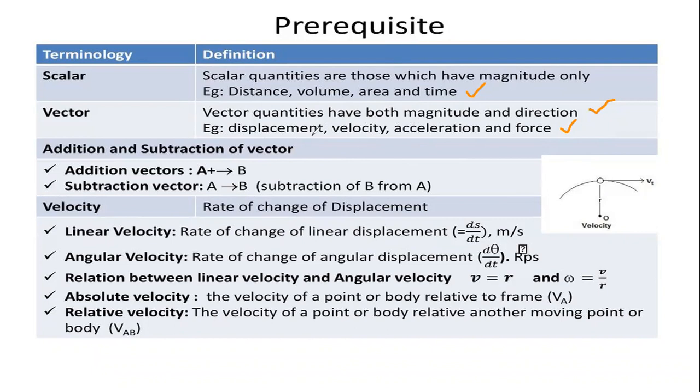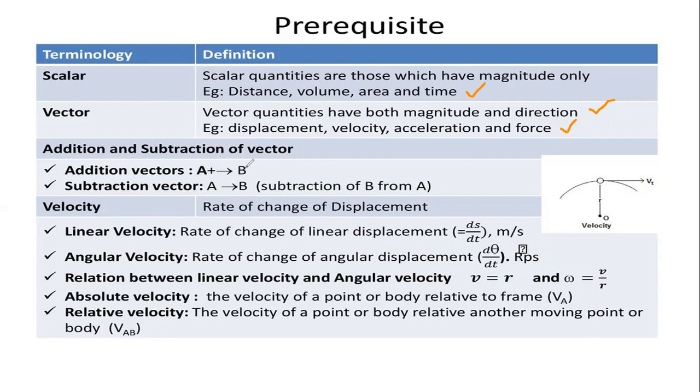And next one, addition and subtraction of vectors. First one is the addition of vectors. In addition of vectors, it transfers the positive element to the next element. So that is a plus b, that is the positive form of a point to the next point, that is the b point.